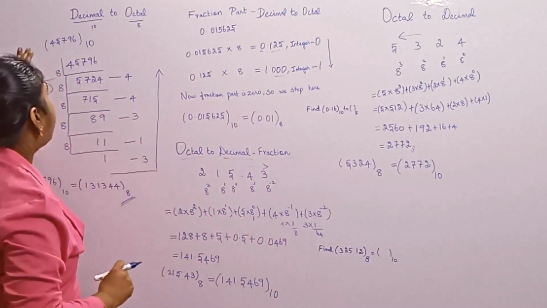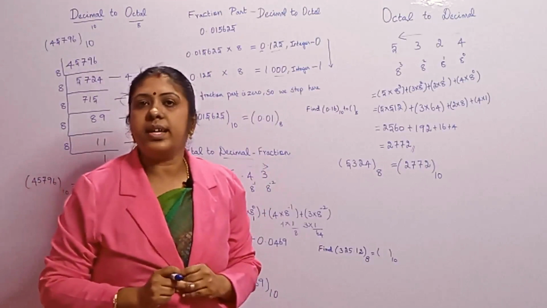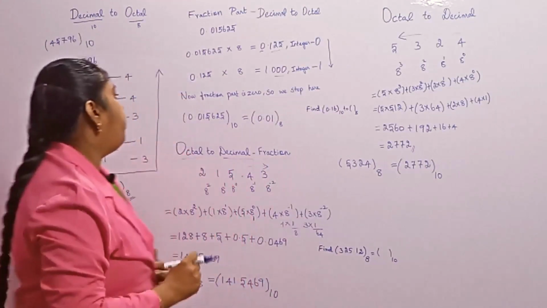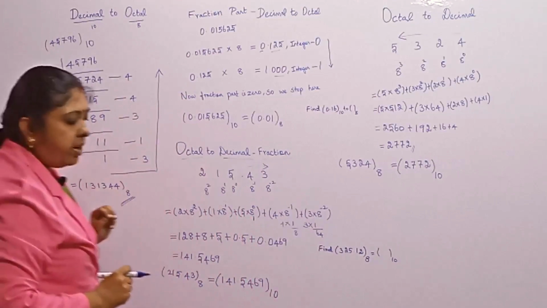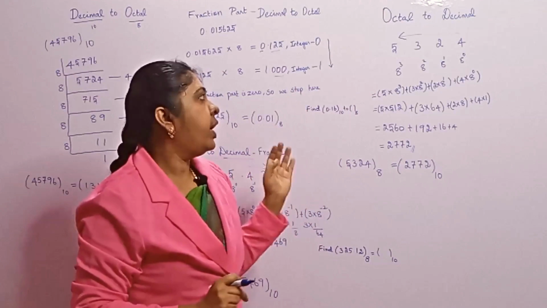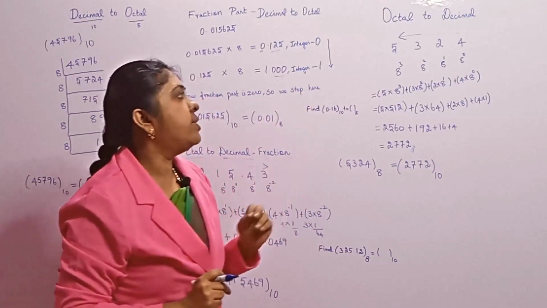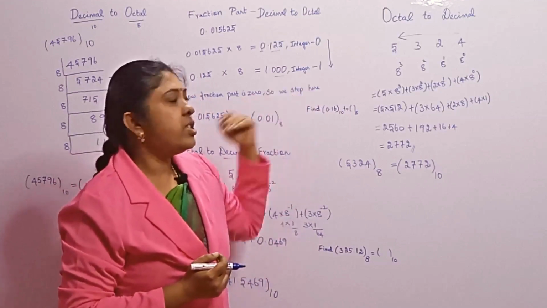Okay, that's all for decimal to octal as an integer part and decimal to octal as a fractional part. Now consider octal to decimal. First we have to consider the integer part. The base idea is that we have to add the weightages depending upon the positions.